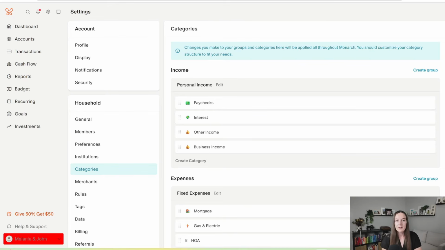So I want to get started by making sure that your credit card payment category is in the right spot. So I'd recommend you do this with me. Go ahead and log into your Monarch, pull up your settings, that's that gear icon right at the top here, and then go to your categories.